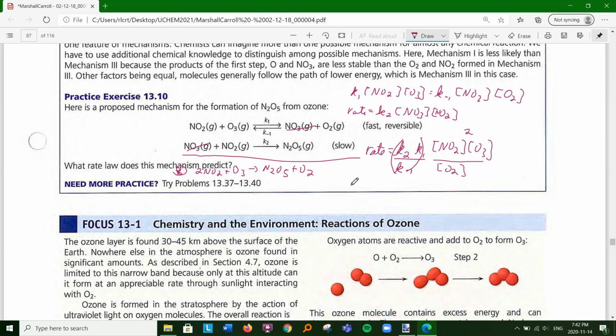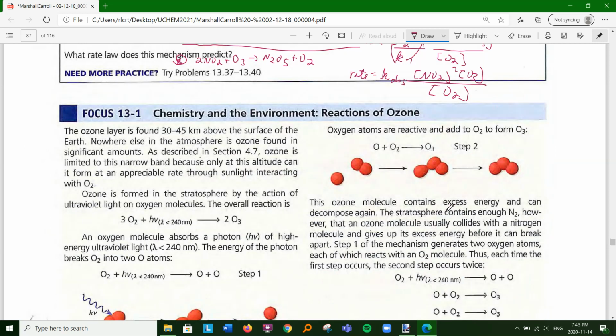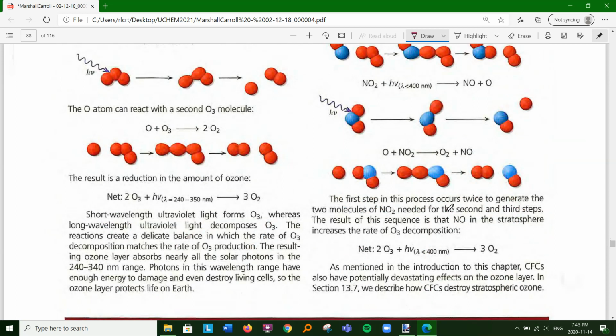So this can all be written as K observed. So rate is K observed, NO2 squared, O3 over O2. So a bit more complicated than some of the ones we look at most of the time on a test. The questions of this kind will actually have the slow step first, and we don't really talk much about fast reversible. But if you ever come across one, this is the way in which you do it. Okay? You can read about ozone on your own and the reactions, and that's great.